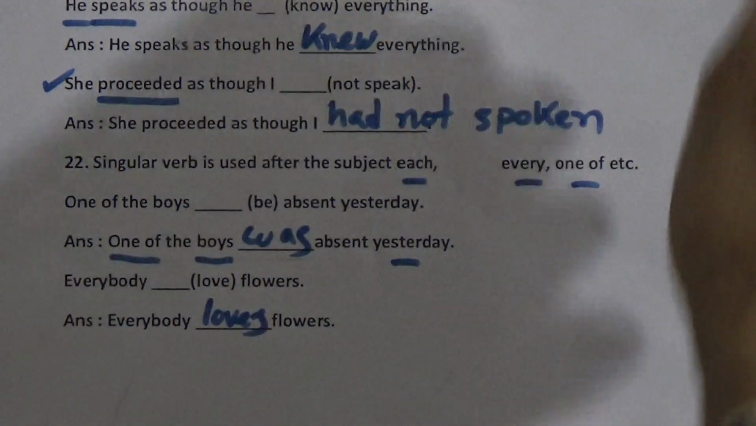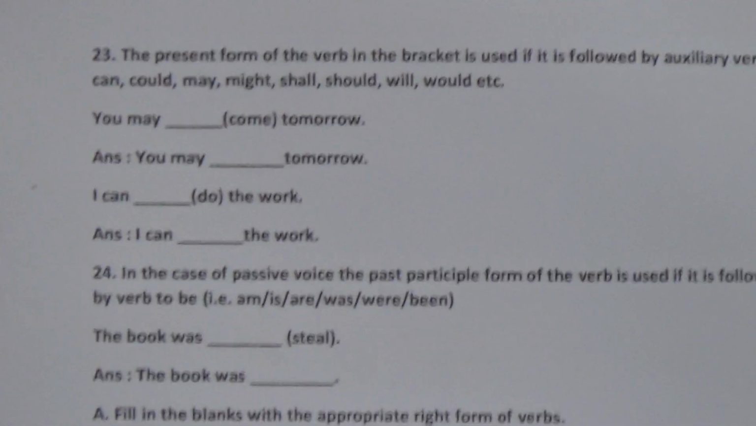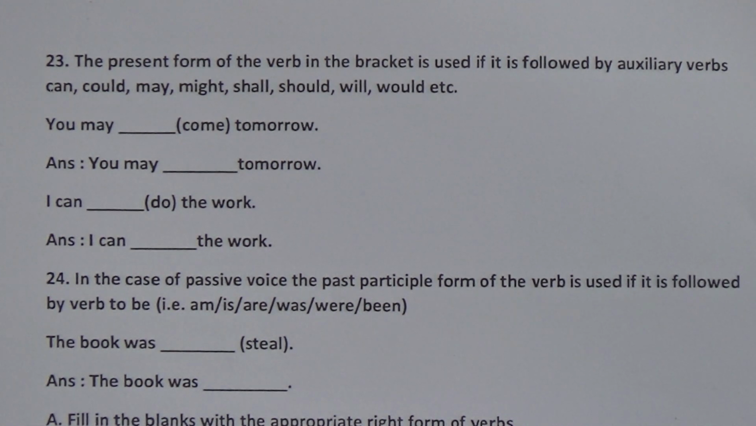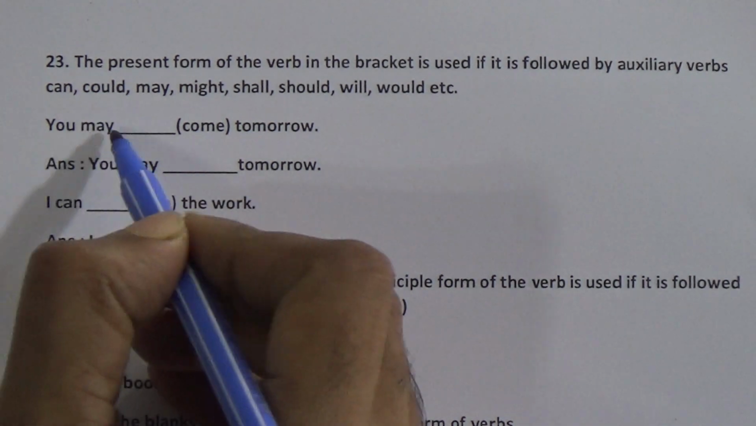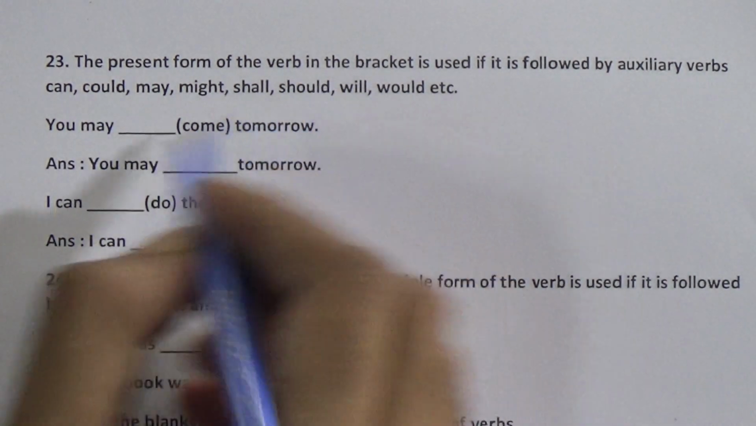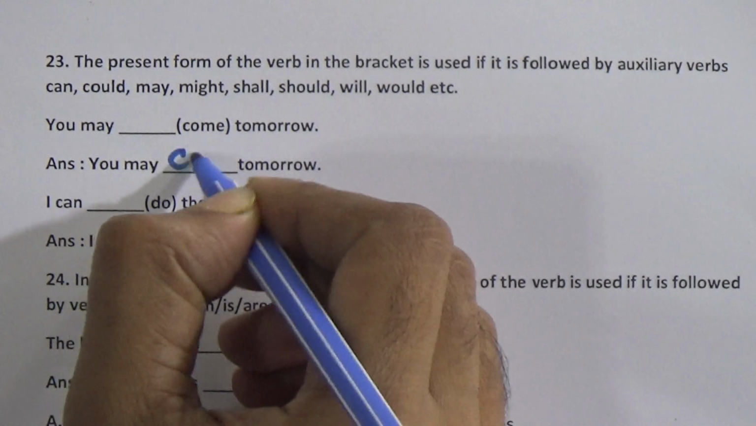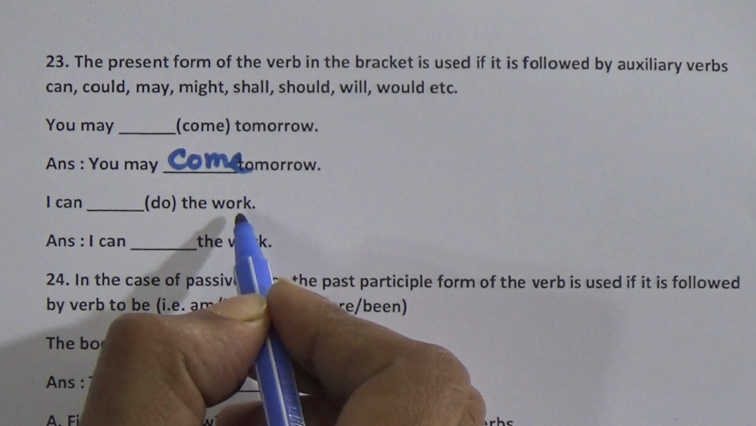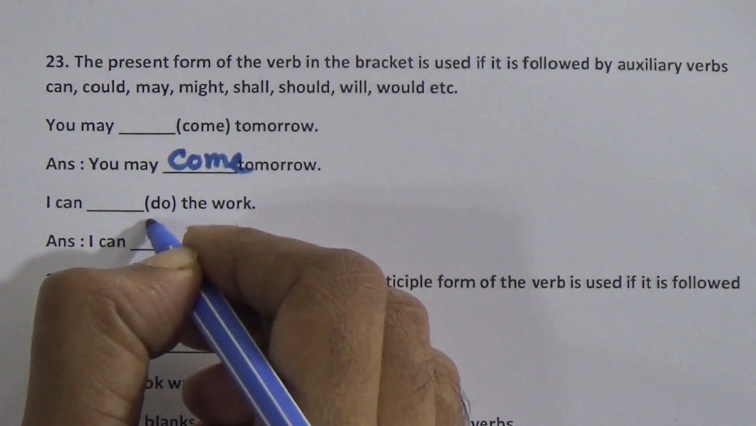The next one: the present form of the verb in the bracket is used if it is followed by auxiliary verbs can, could, may, might, shall, should, will, would, etc. All these words are called modal auxiliary verbs, and after modal auxiliary verbs we always use the present form of the verb. So: you may dash come tomorrow. It will be: you may come tomorrow. The next one: I can dash do the work. I can do the work.